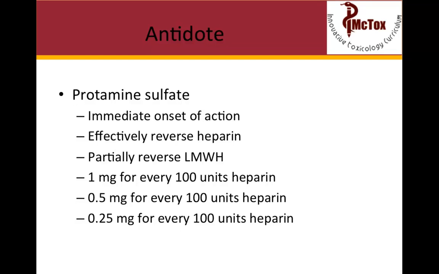The dose of protamine depends on the heparin dose administered and the time since administration. If given immediately after heparin, the dose is 1 milligram for each 100 units of heparin received. If heparin was administered within an hour, the dose is 0.5 milligrams of protamine for every 100 units of heparin. And if it has been greater than 2 hours since heparin administration, the dose is 0.25 milligrams for every 100 units of heparin.